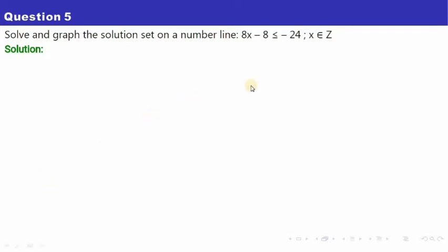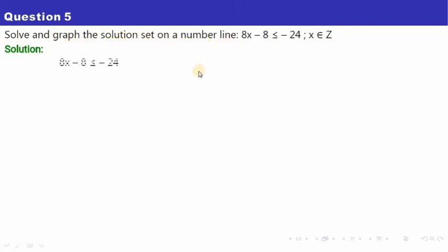Today we'll take up the problems where my replacement set is going to be the set of integers. Now we already know that integers means the numbers like 0, plus minus 1, plus minus 2, plus minus 3, and it continues, right? So basically we have got negative numbers as well in this particular set of integers. All right, so here we need to solve and graph the solution set on the number line.